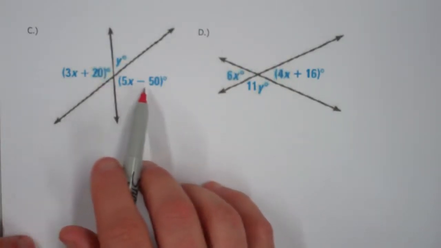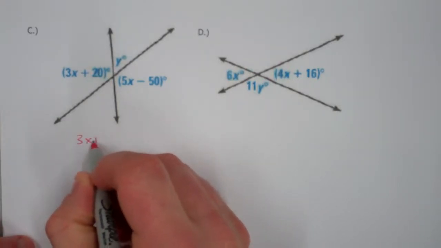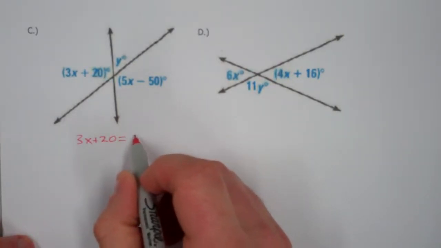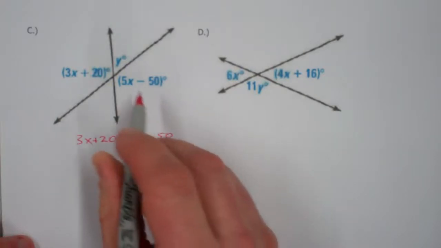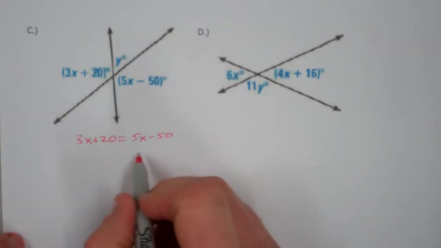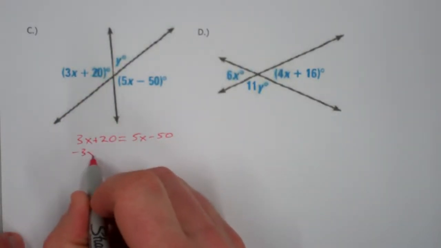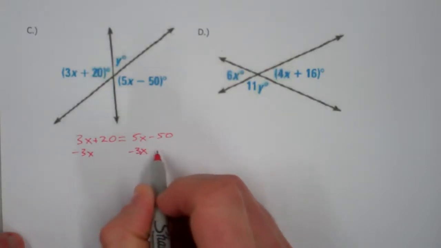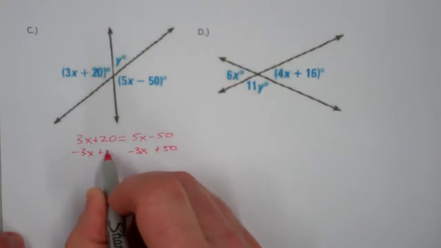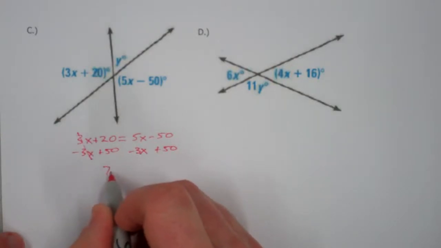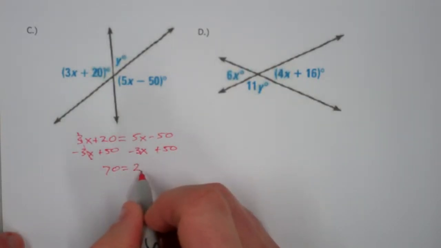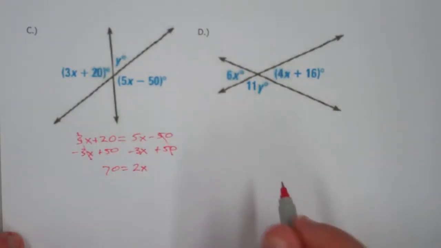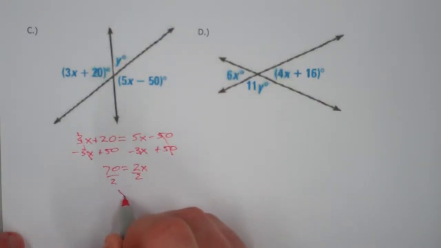So let's take a look at the 3x plus 20. So we know 3x plus 20 here equals 5x minus 50. Those are vertical angles. And let's see here. I think I'm going to subtract 3x. And then I think I'm going to add 50. We'll see what happens here. 70 is equal to 5 minus 3 is 2x. So we'll divide by 2, and x will be 35.